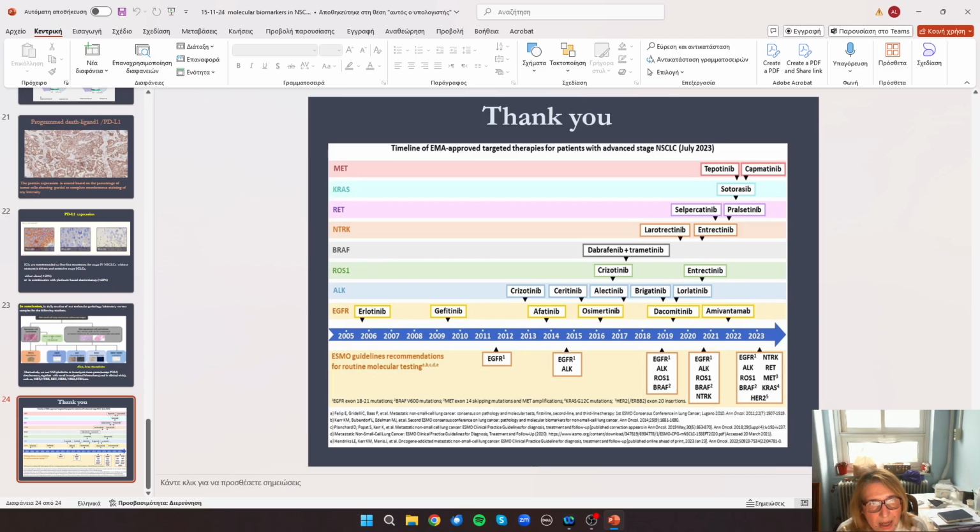Here, in this slide, we can see that during the last 2 decades, the most important genes that have been observed and identified in non-small cell lung cancer and the corresponding target therapy which has been developed in order to target the specific genetic alterations.